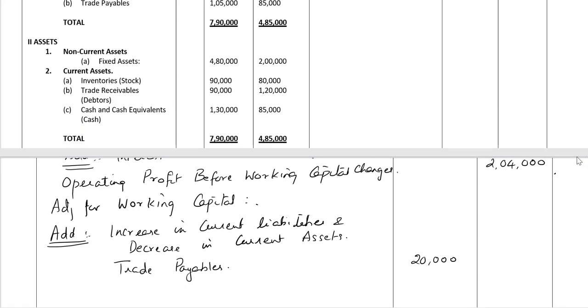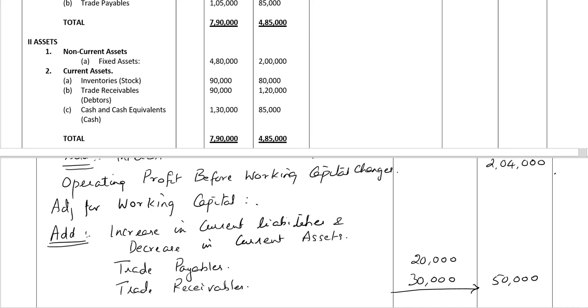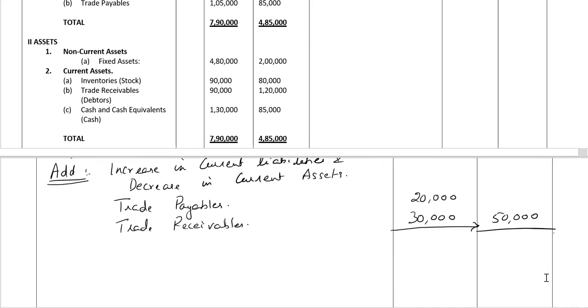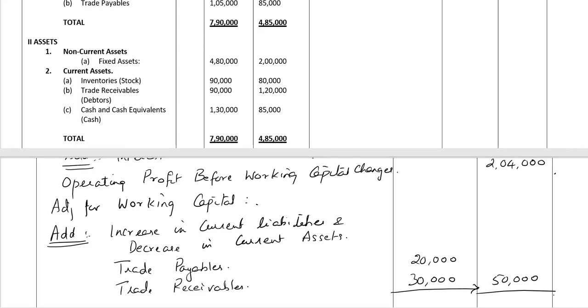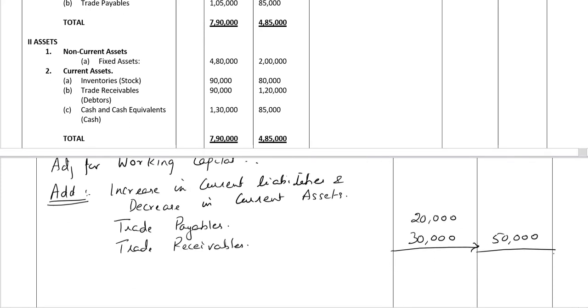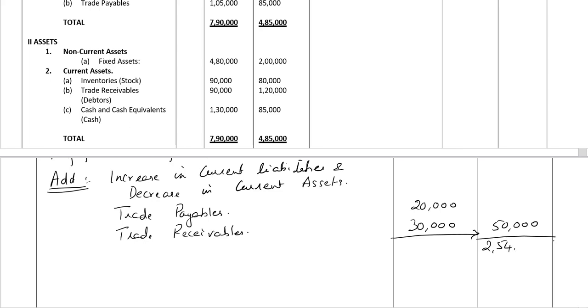Let's check out the current assets. Inventories has increased in value, so we need to deduct that amount. But the trade receivables or the debtors has decreased in value by 30,000. So trade receivables ₹30,000, rupees 50,000 to be taken to the outer column. ₹2,04,000 plus 50,000 rupees is ₹2,54,000.